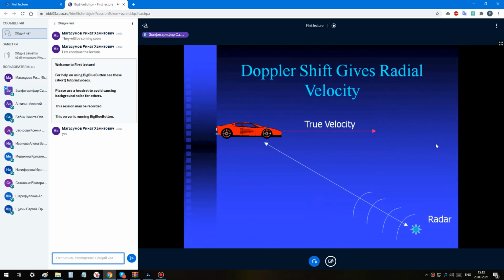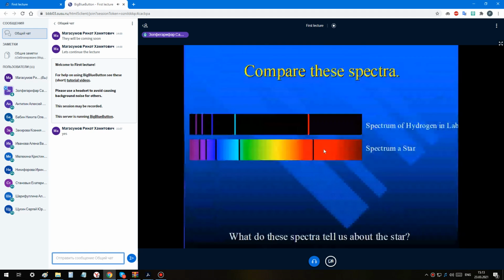This Doppler shift gives radial velocity, and it shows the true velocity and then the Doppler velocity. Radar, tangential velocity and true velocity are shown in this schematic shape.